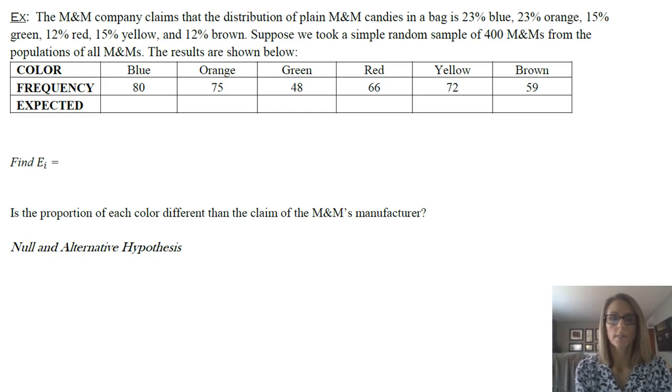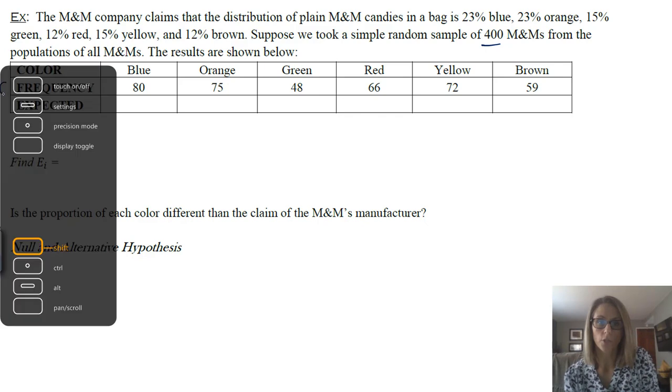So let's do a couple examples of the goodness of fit test. Here's our M&M example again with the same percentages. Now we are going to take a sample of 400 M&Ms from the M&Ms that the M&M company makes. What we find is this was given to us. The frequency for each of the different colors of the 400 M&Ms is given. And the key thing to see is that is your observed.